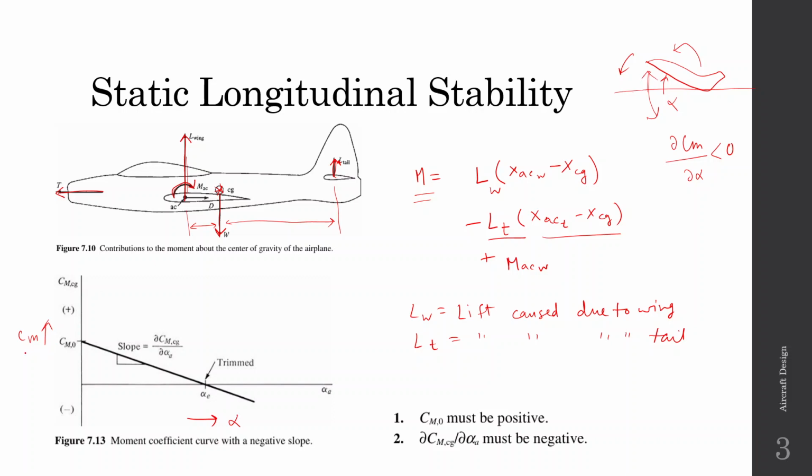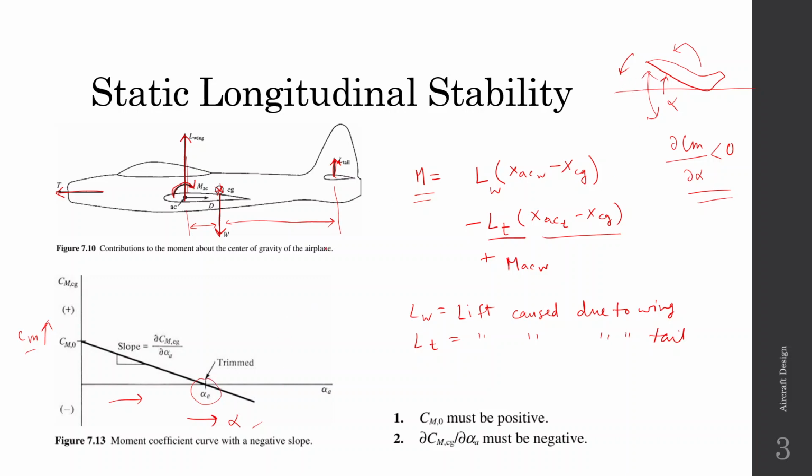So here we plot the moment coefficient versus the angle of attack, and as I wrote over here, we require this kind of a slope for the aircraft to be stable. So the graph should have a negative slope and it should have a positive x-intercept. So this is the x-axis, right? And the graph should intercept the x-axis at a positive value. Because then this alpha e will be the equilibrium angle of attack.